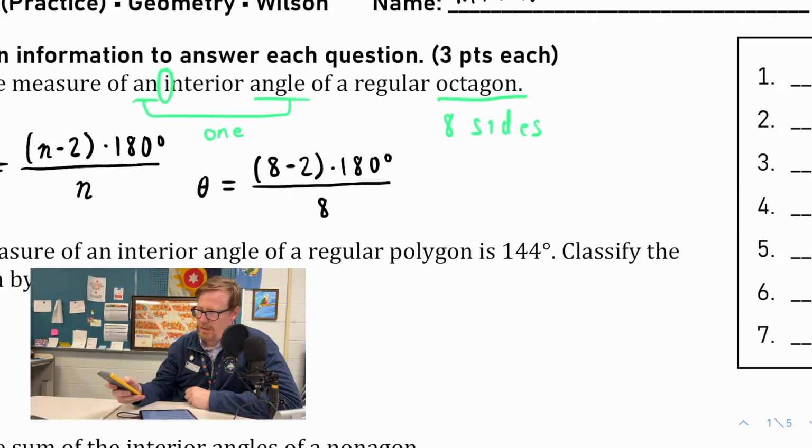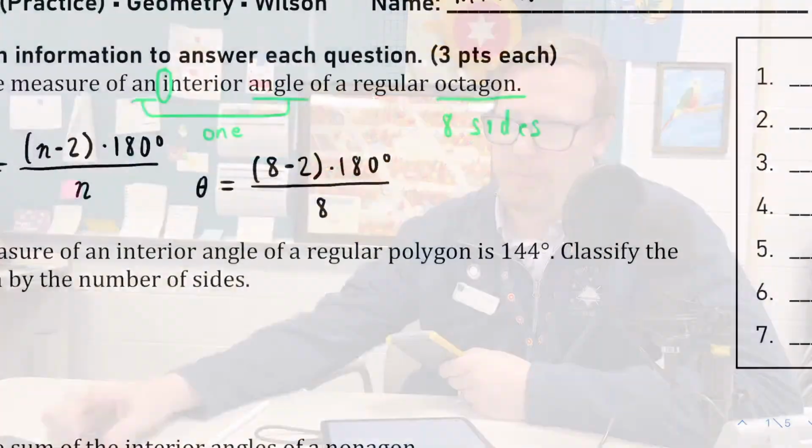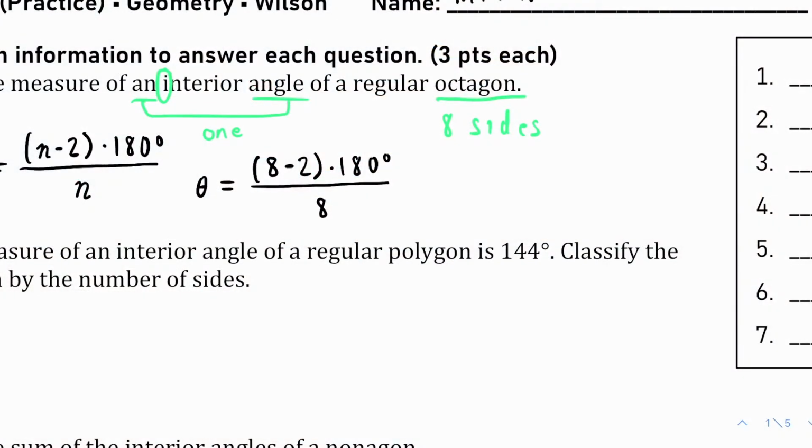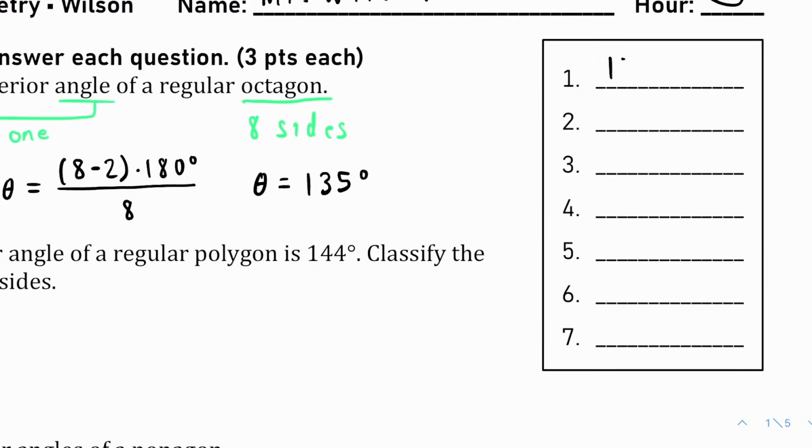So I'm going to put in 8 minus 2 times 180 all over 8. And I get 135. So theta equals 135 degrees, and that's my final answer on number 1.